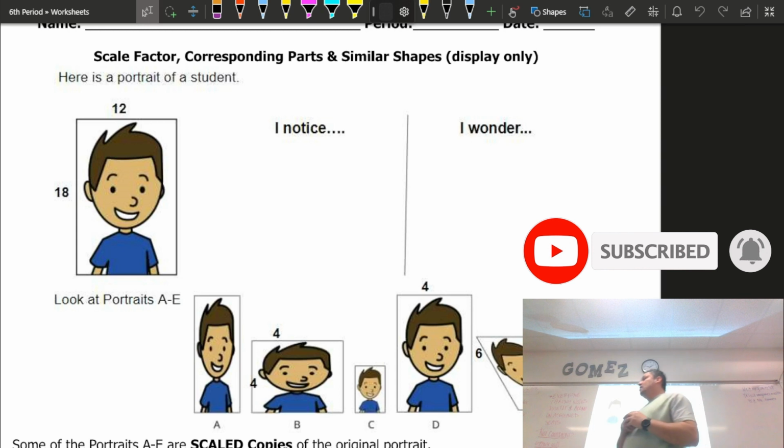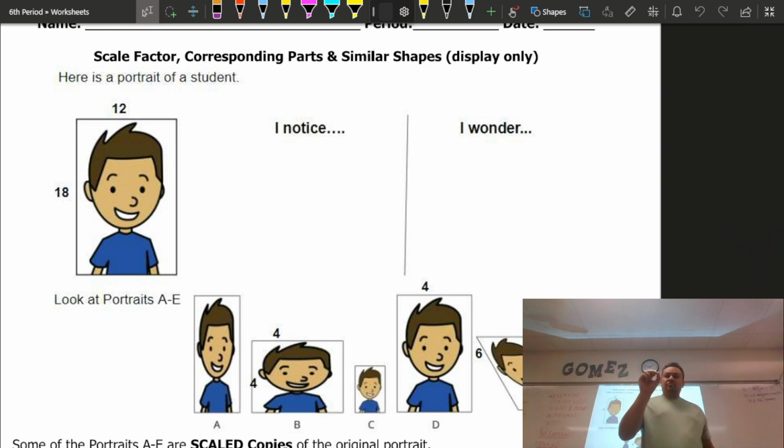Alright, let me ask you something. What's this? Your pinky. Bigger. Like wider. Increase, decrease. Increasing. Increase, okay. Decrease. Okay.